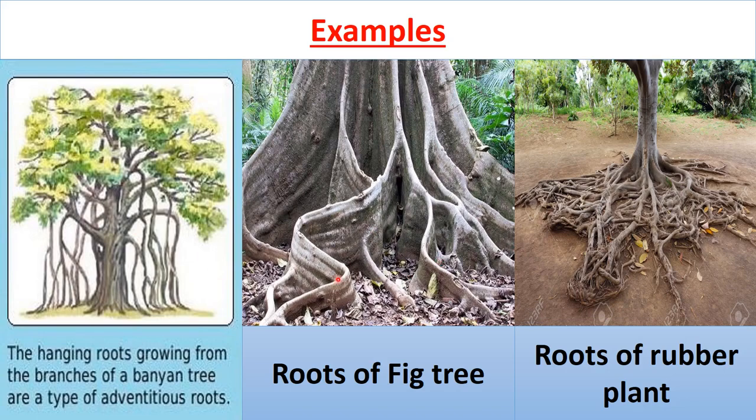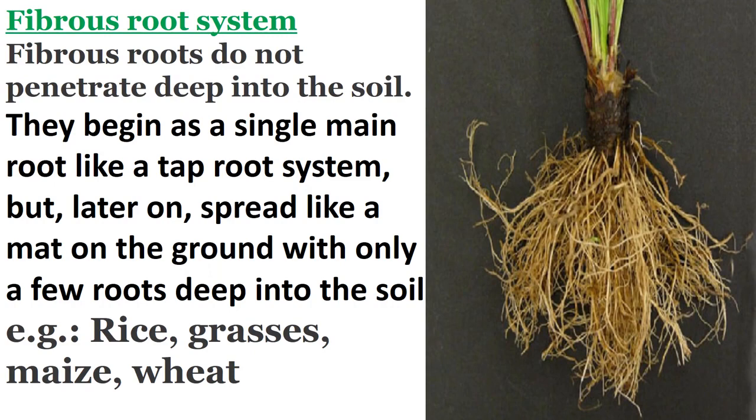The second example is this of the fig tree. The roots of the fig tree are also adventitious roots. Then the roots of the rubber plant, you can see here in the diagram. This is a rubber plant, and these roots are also adventitious roots. Now the next root system we have is the fibrous root system. Here you see this is the fibrous root system. I hope you can notice the difference between the taproot system and this fibrous root system. So what is happening here?